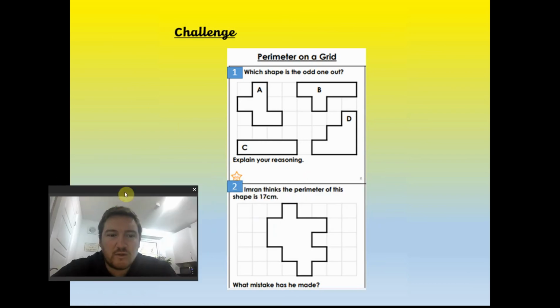Okay, so the challenge question. So make sure you write challenge and you underline it. Which shape is the odd one out? A, B, C, or D? Explain your reasoning. Remember, explain. I think this because. Question 2. Imran thinks the perimeter of this shape is 17 centimeters. What mistake has he made? So find the mistake and then explain it through a sentence.